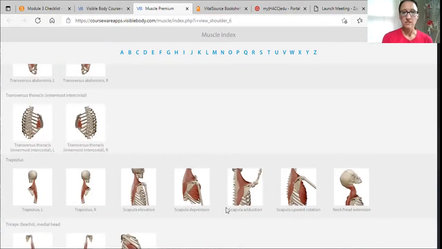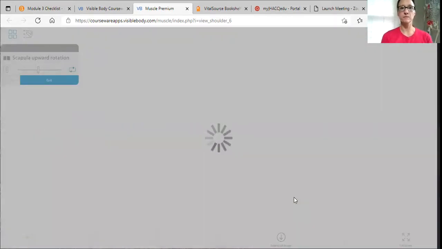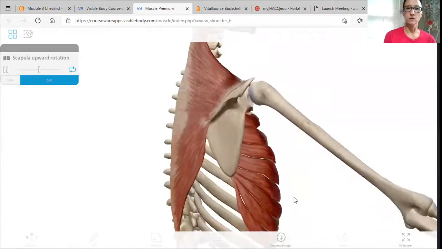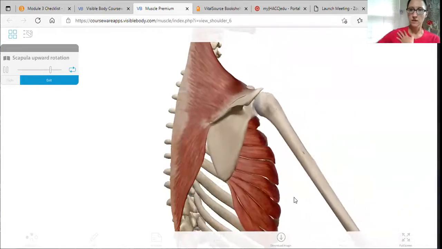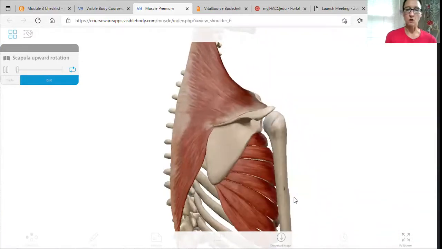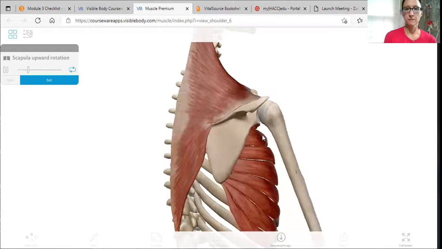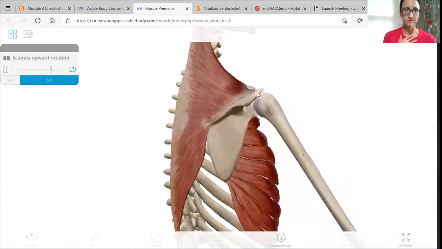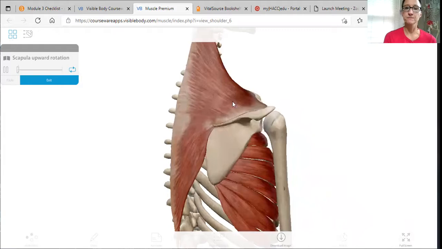So elevation of the scapula, upward rotation here, that's what I want to show you. Because you can visualize elevation, you do it all the time. There it is, there's upward rotation. You see how the arm is also moving, although trapezius does not affect the shoulder joint, pardon me, at all.